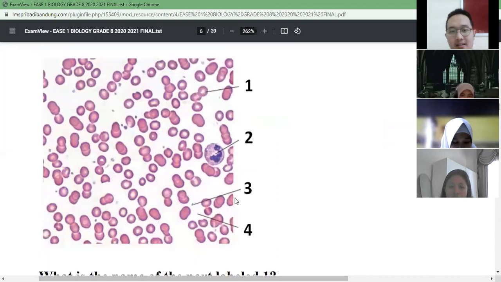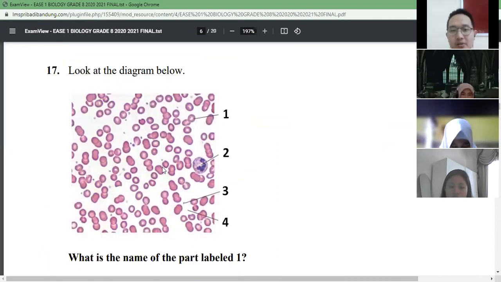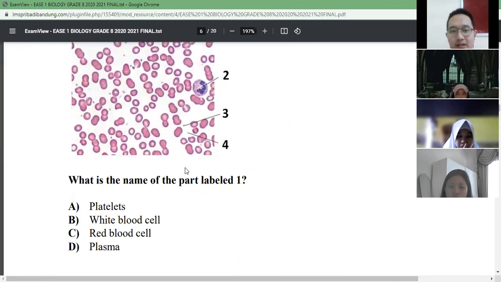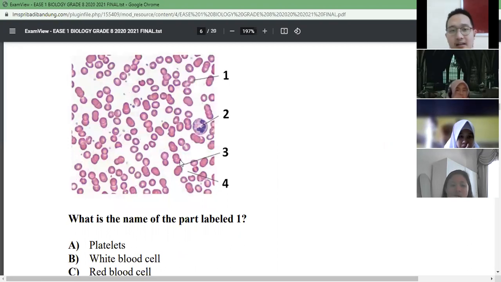So yes, it must increase. Thank you. Easy. Okay, this is a microscopic view. We have done this activity before, right? And it is asked during the exam.